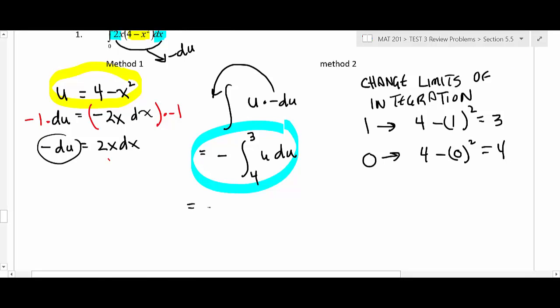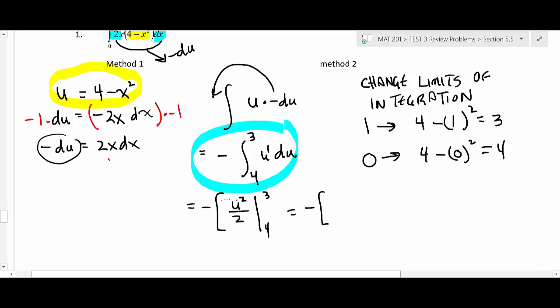So I'm going to have a negative. Now when I do the antiderivative, what's the antiderivative of u to the first? U to the second over 2. And then evaluate that from 4 to 3, like we learned today. Now that negative is a constant, just ignore it. That'll be a part of your final answer.